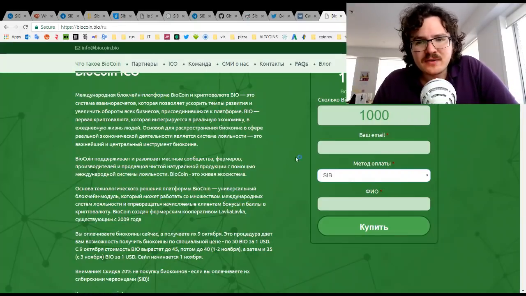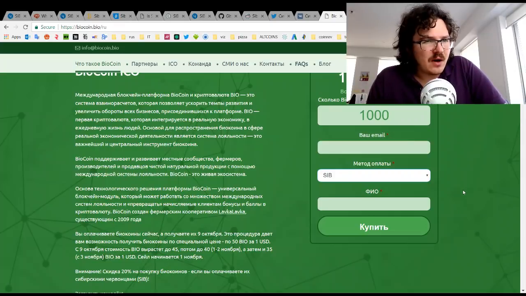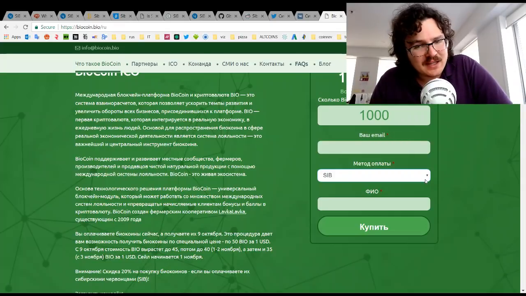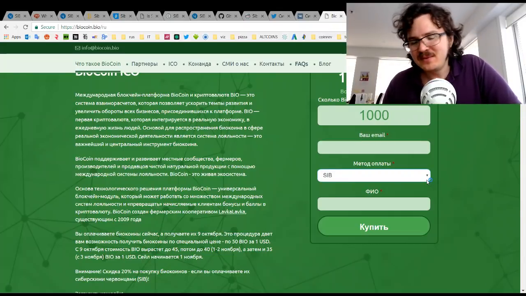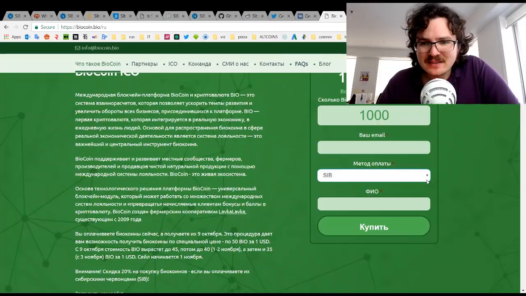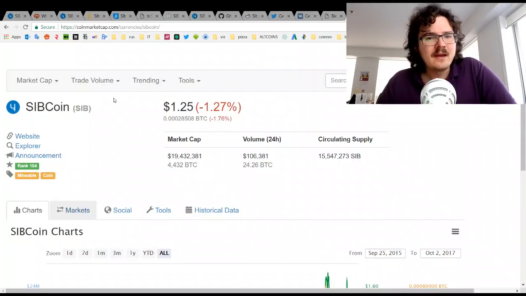Okay, one other thing. Now, I did mention this yesterday in my video on Biocoin, but Biocoin is actually accepting Sib as well. So you can just pay for your Biocoin with your Sib. It's pretty good. One Sib equals probably about 55 Bio at the current exchange rate, so pretty decent there. Now let's have a look at the numbers.